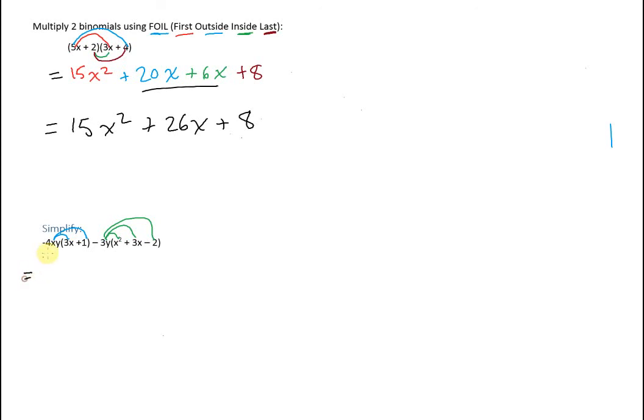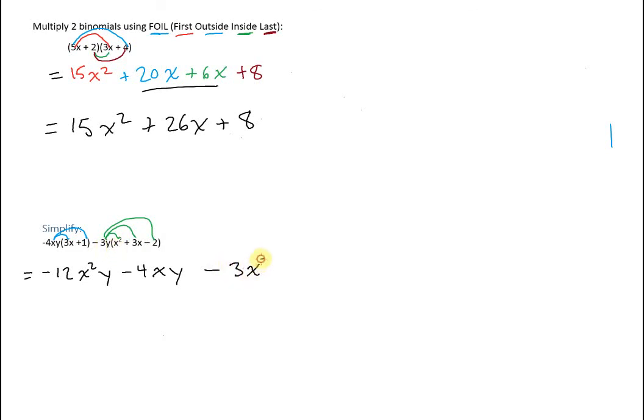So, negative 4xy times 3x. 4 times 3 is 12, so negative 12. x times x is x squared, and then there's y. And multiplied by 1 is just the same thing. That was easier. Minus 3y. Now careful, because this minus has to go through with every multiplication as well. 3y times x squared, so minus 3.